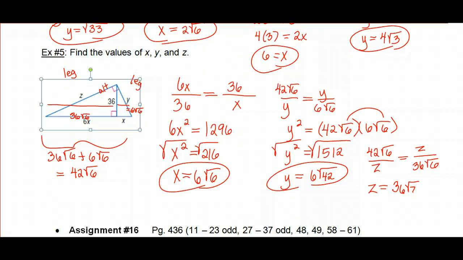How did the 36 turn to 6 so fast? Because I knew the answer. 12 and 6. Math genius.